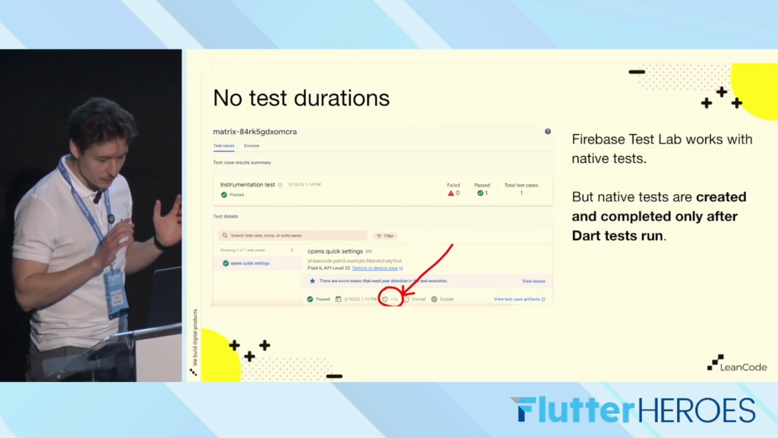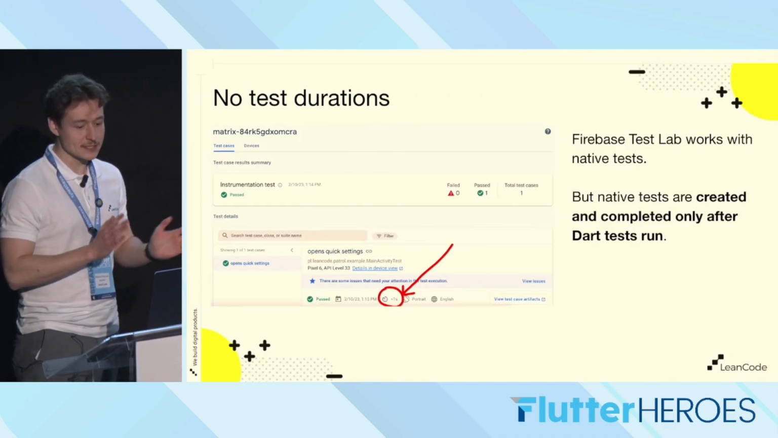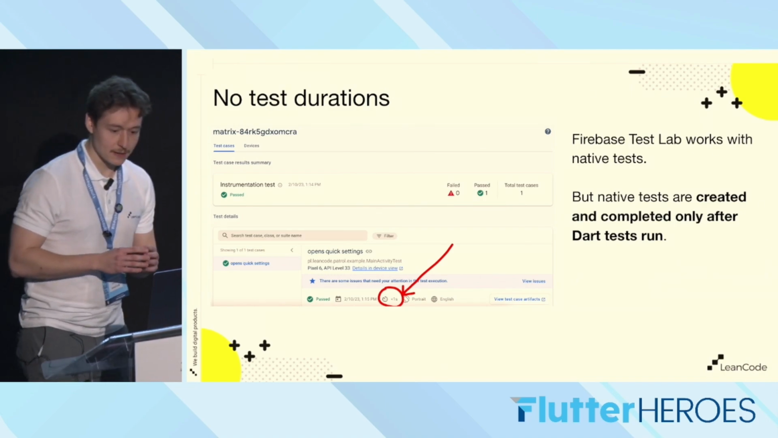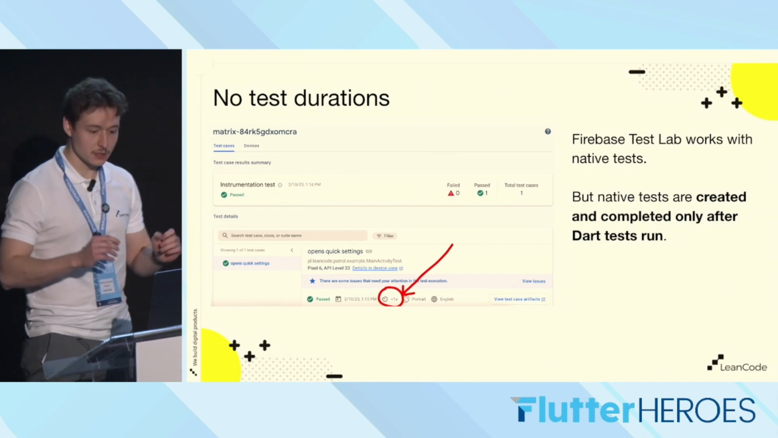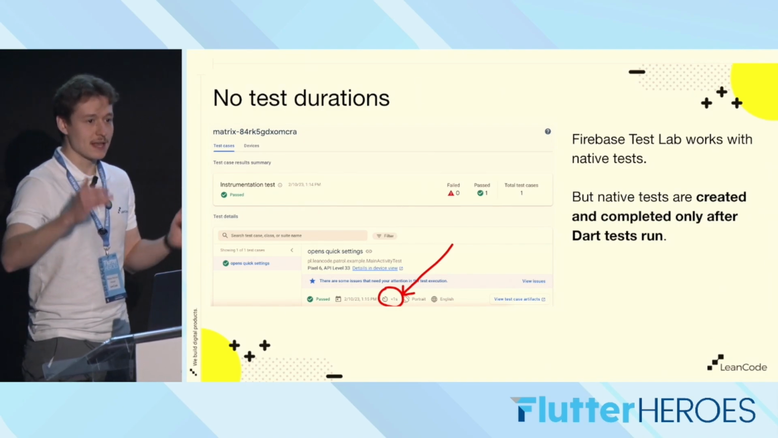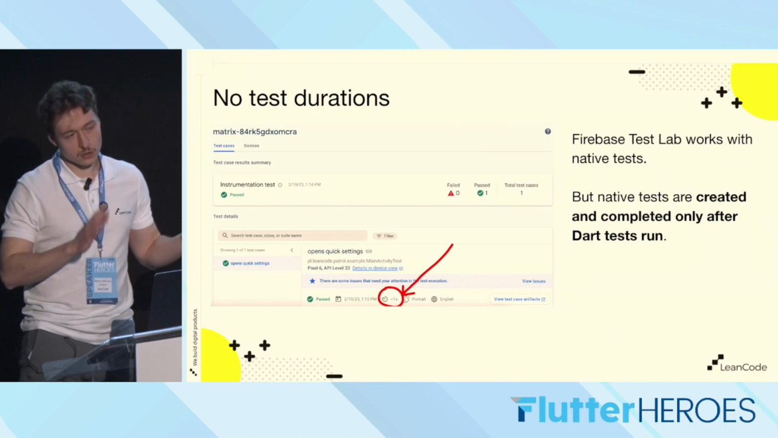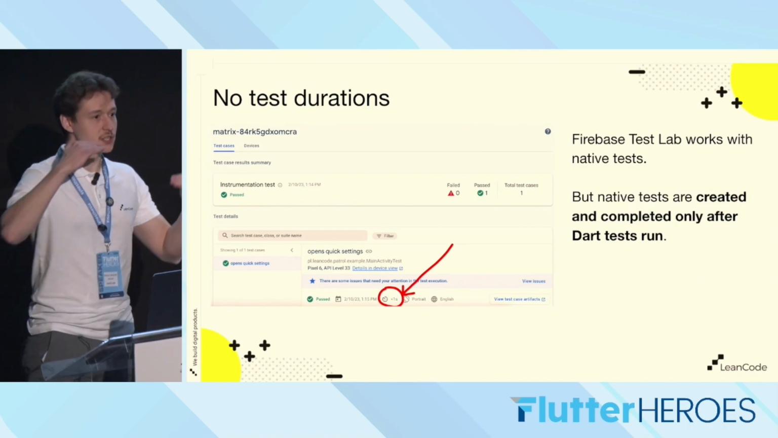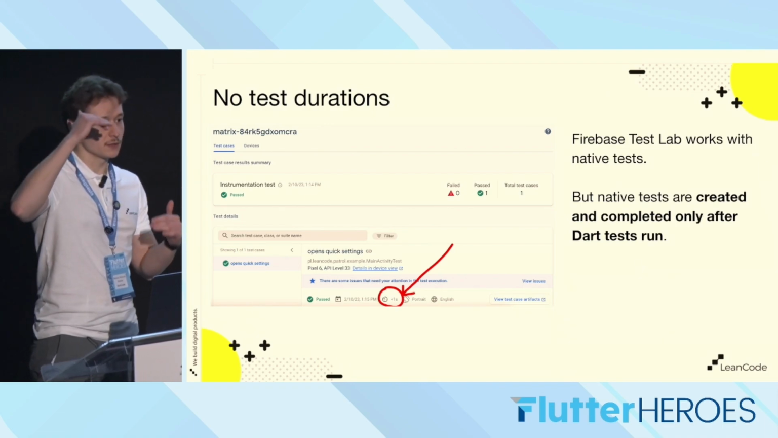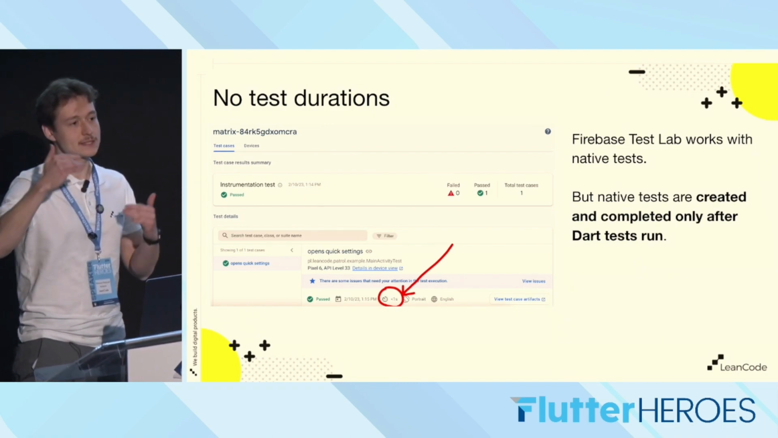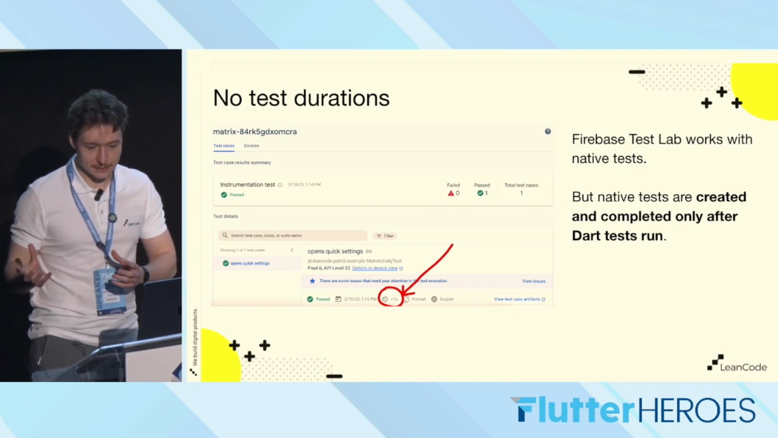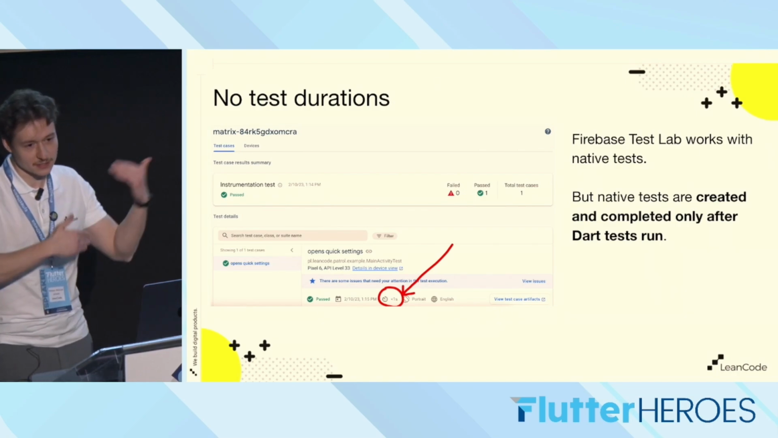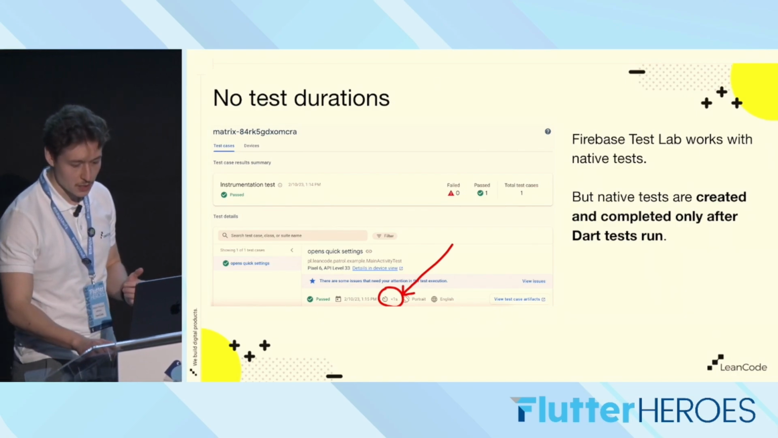And about test durations, you will always see less than 1 second. That's because integration test works in a way, to put it simply, that it just runs all the tests, and at the end of running all of them, it sends the results to the native side, and the native side just generates fake tests with the same names, and those tests immediately return the results. So from the native perspective, it's always less than 1 second, right? Because it's immediately returning the result.